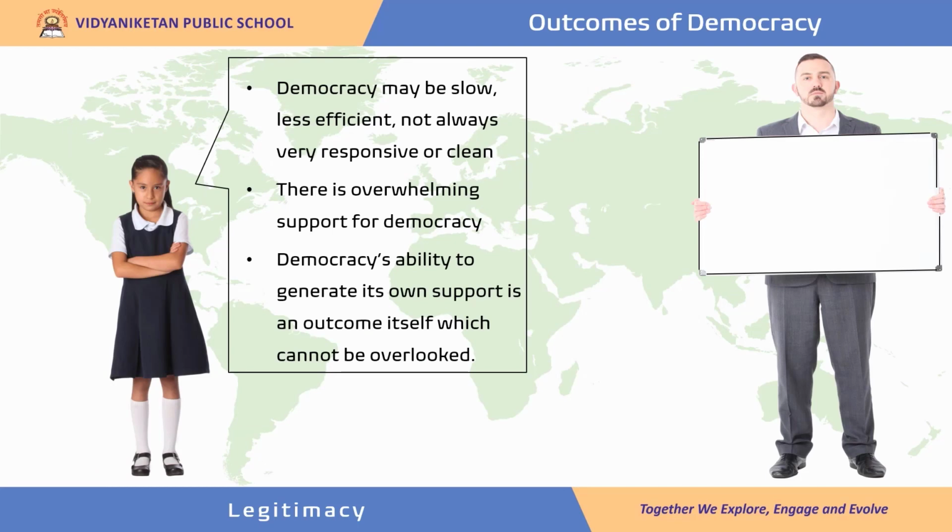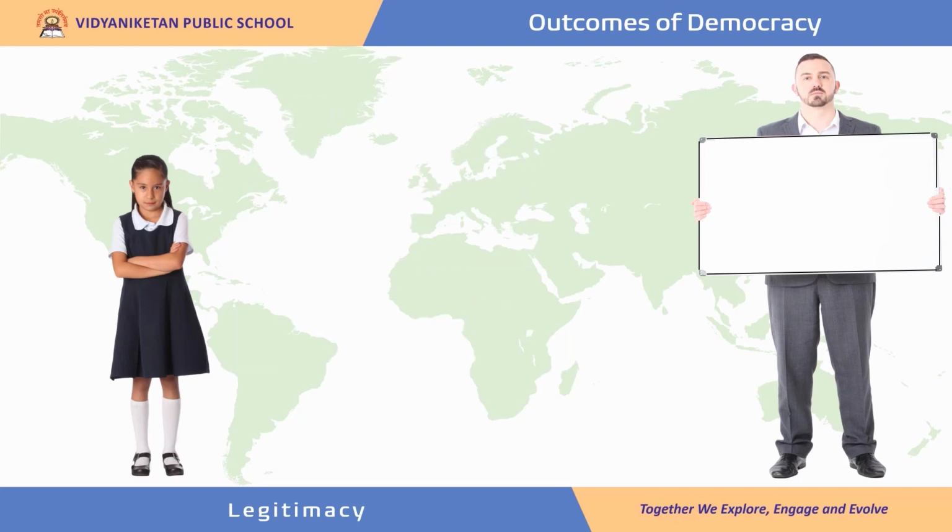Democracy may be slow, less efficient, not always very responsive or clean. There is overwhelming support for democracy. Democracy's ability to generate its own support is an outcome itself which cannot be overlooked. Democratic government is legitimate. It is people's choice.